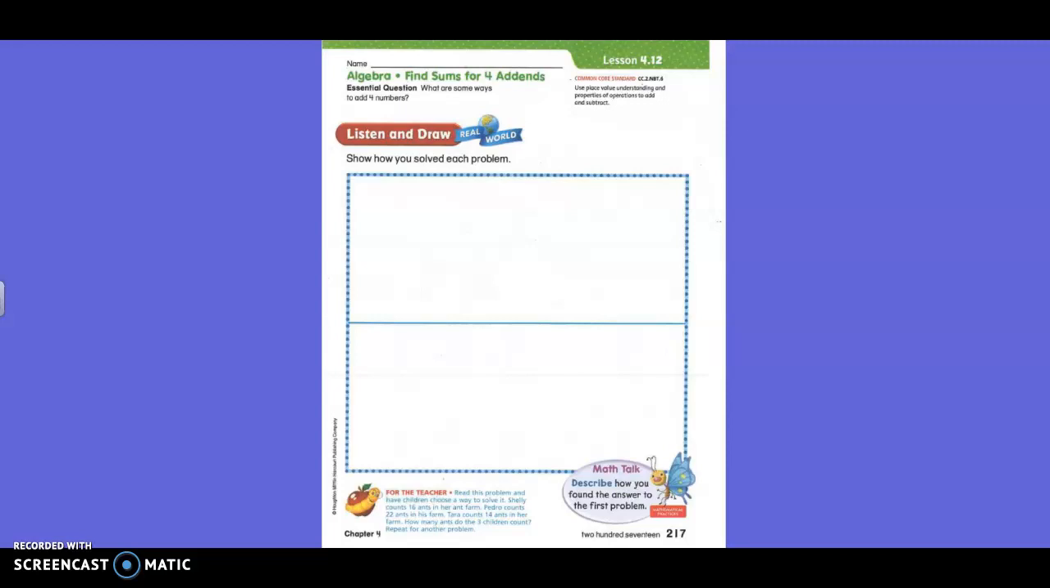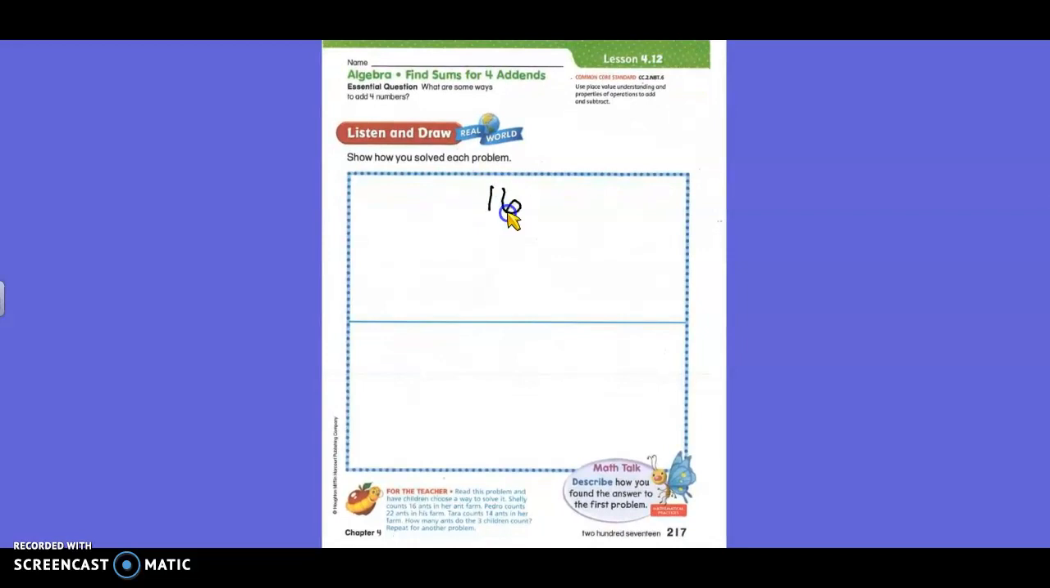Shelly has 16. So what am I going to do? Like 16. Then what? 14. Then I have a line and my plus sign. What do I do first? Brandon? Add the 1s. So I'm going to start with my big number. Remember, big number, and then add. So 6, 7, 8, 9, 10, 11, 12.